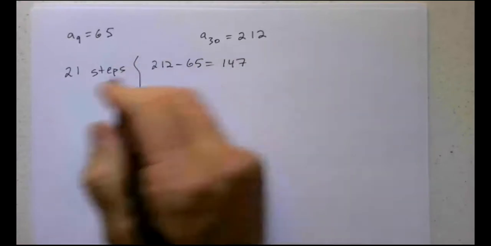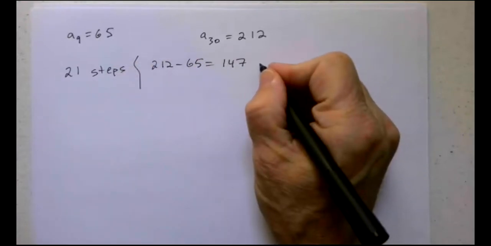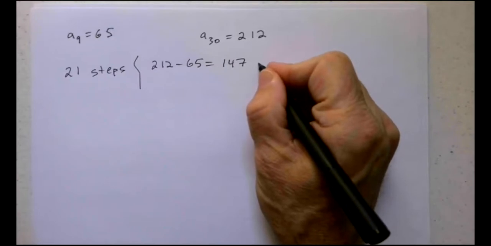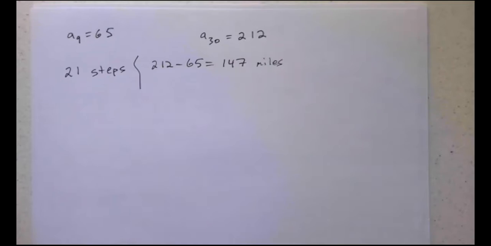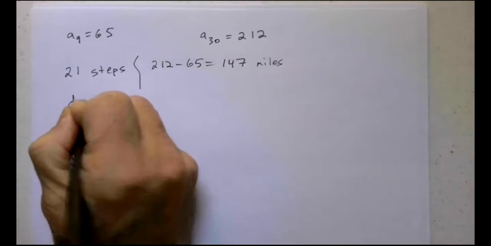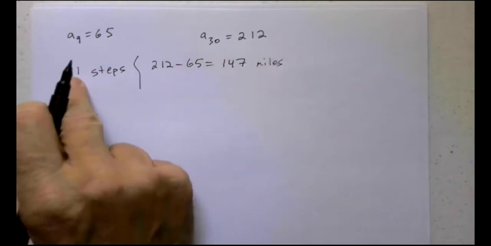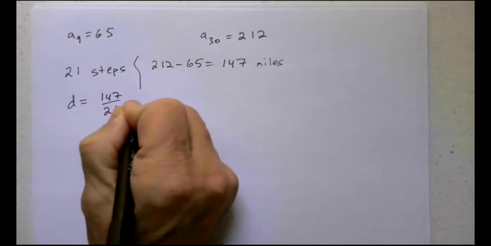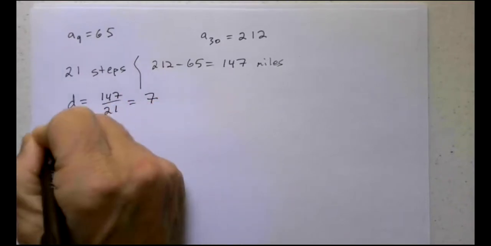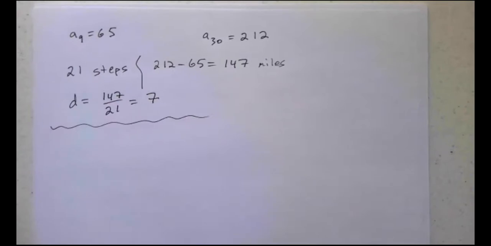So again, using our metaphor, 21 steps is 147 miles. So how many miles per step? In other words, what's our common difference? So our common difference, D, is going to be 147 divided by 21. How much is that in one step? Of course, that is just 7. So for each step we take, we cover a distance of 7.